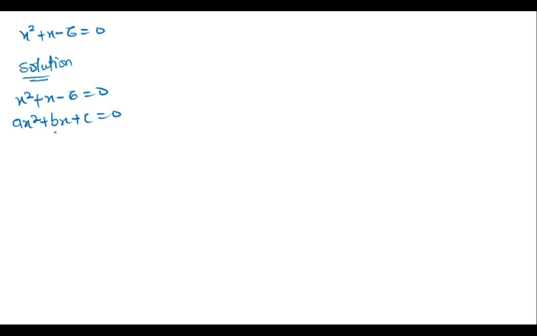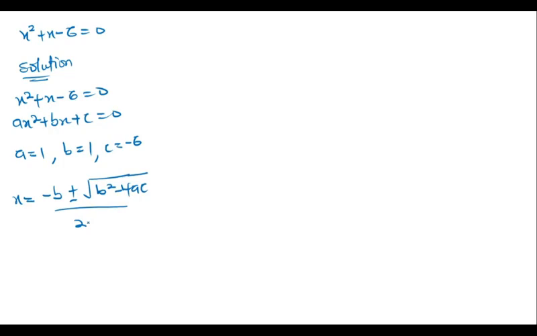So if we compare these two equations, we can say that the value of our a is 1, our b is also 1, and our c is negative 6. So from here we can quote our quadratic formula, which is given by x is equal to negative b plus or minus root of b squared minus 4ac all over 2a. From here we just substitute the values of a, b, and c into this equation, and we further simplify to obtain our solution.